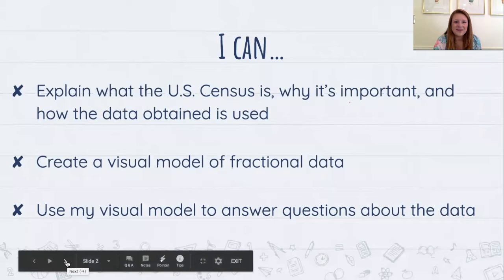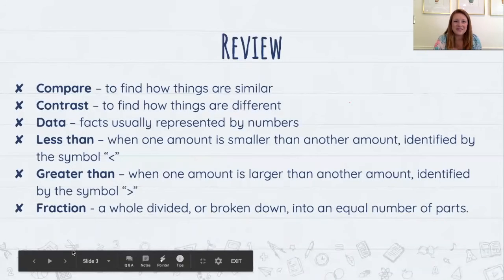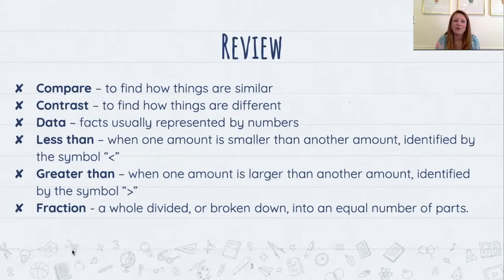So to get started today, what I would like for us to dig into is just some of the vocabulary that we'll be talking about a little bit. So one, compare. That means looking at how things are similar, what things have in common. Contrast is the opposite. We're thinking about how things are different or how they're unlike. Data, like I mentioned earlier, is just a fancy word for facts that are usually represented with numbers.